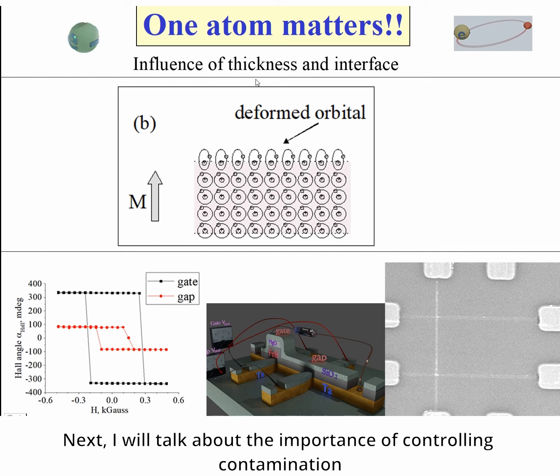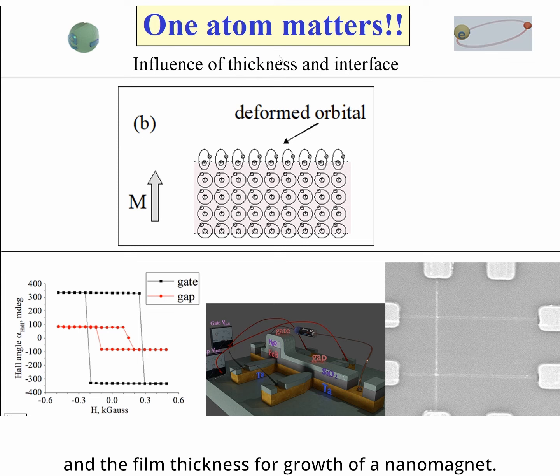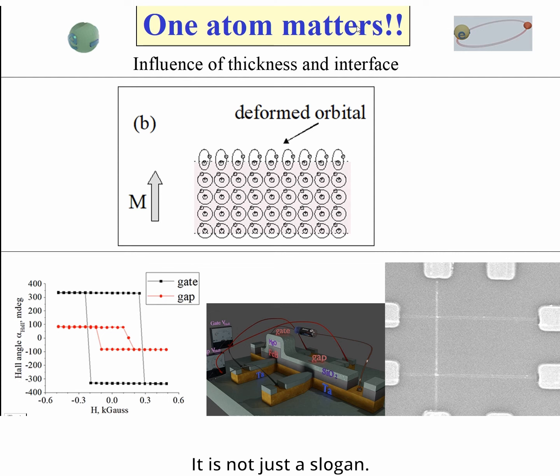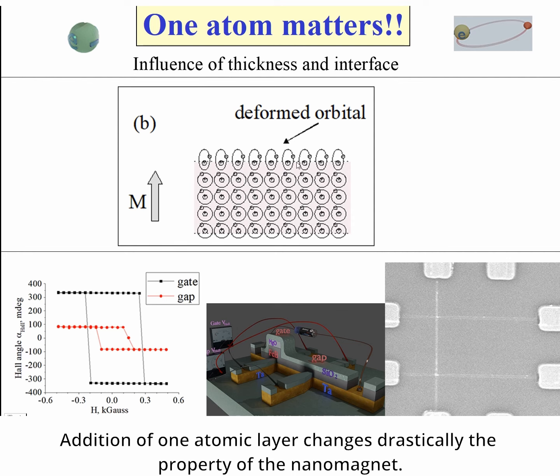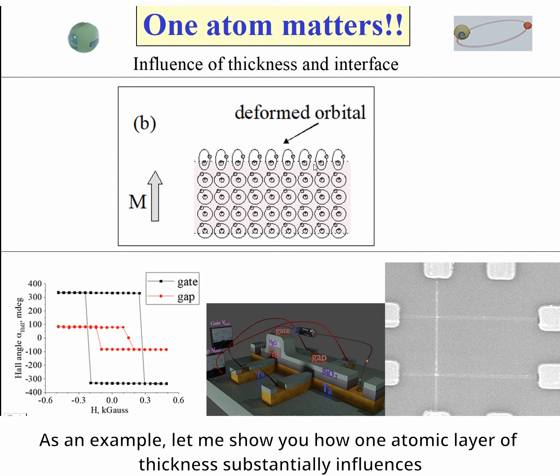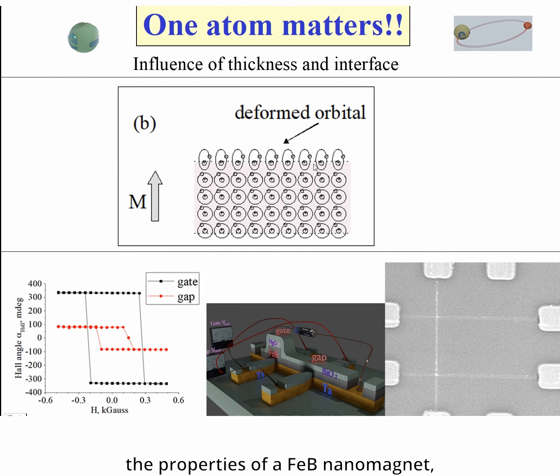Next, I will talk about the importance of controlling contamination and film thickness for growth of nanomagnet. For this technology, one atom truly matters. It is not just a slogan. One foreign atom at the interface may change substantially the strength of spin-orbit interaction. Addition of one atomic layer changes drastically the properties of the nanomagnet. As an example, let me show how one atomic layer of thickness substantially influences the properties of an iron-boron nanomagnet, which is fabricated by sputtering.